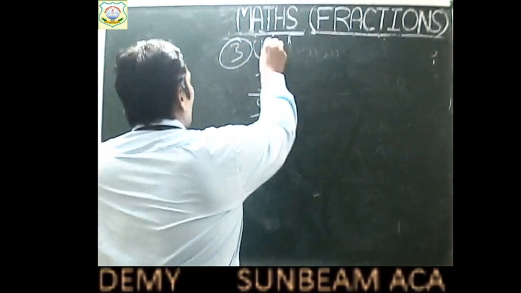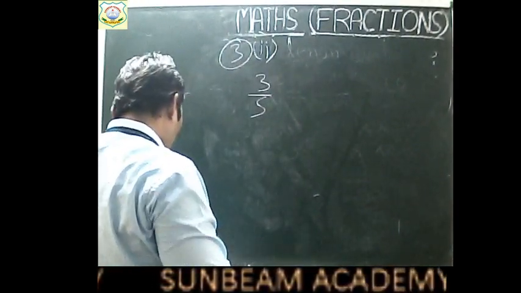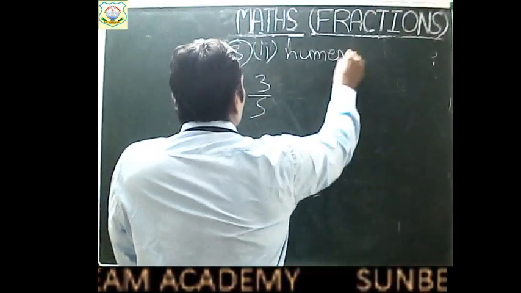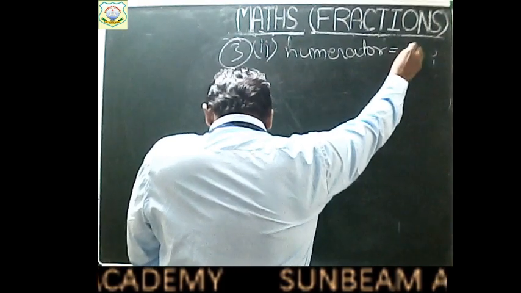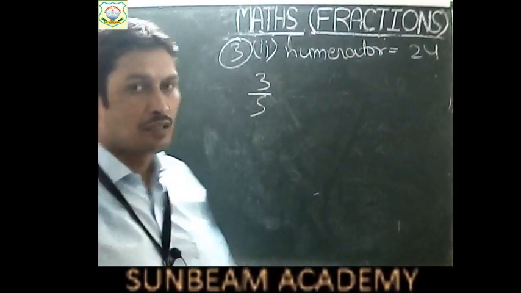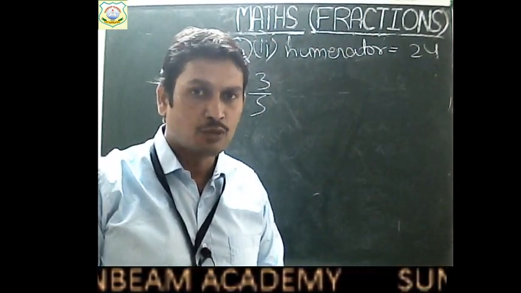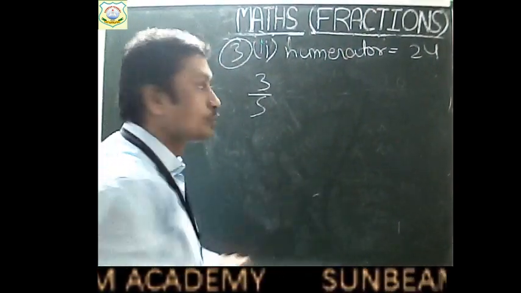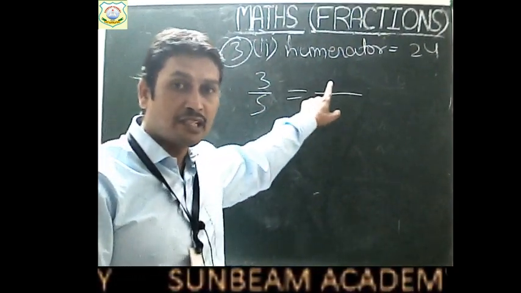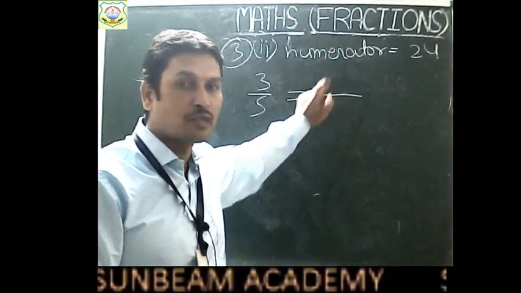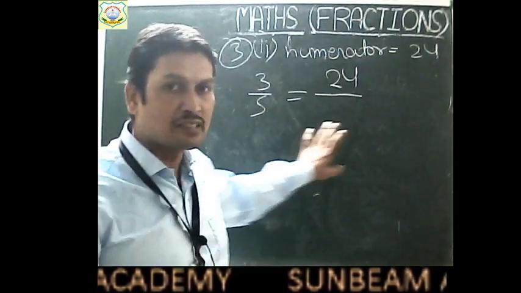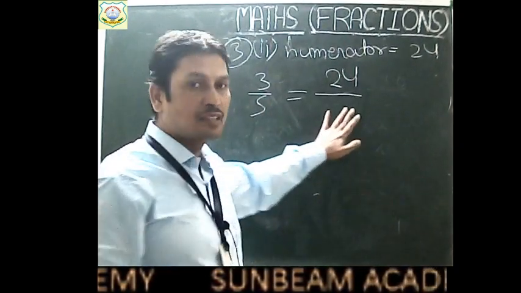But in place of the denominator, in the second part, the numerator is given. What is the value of the numerator, children? Numerator is given as 24. So what will we do, children? We want an equivalent fraction of 3 by 5 in which the numerator, the upper part, is given, that is 24. So now in place of the numerator we will write 24. The denominator is not given, so we have to find the denominator.